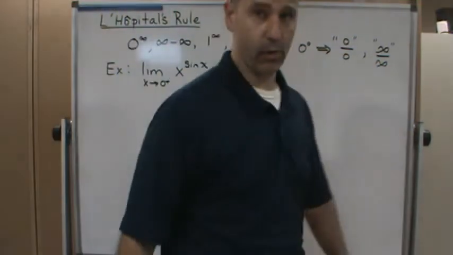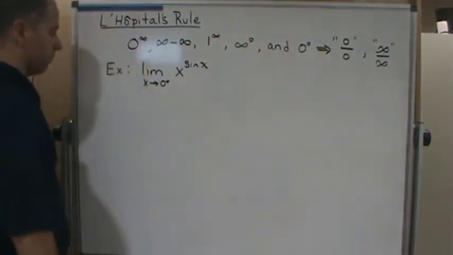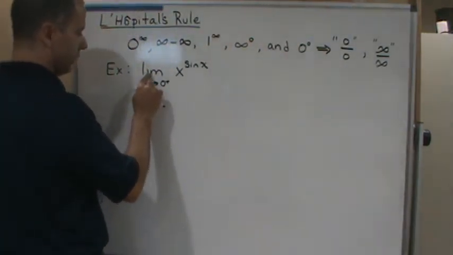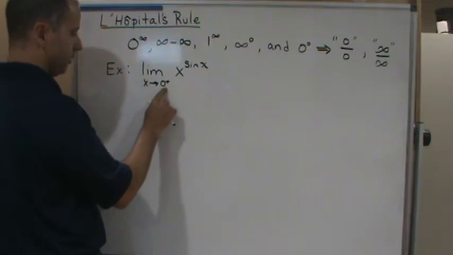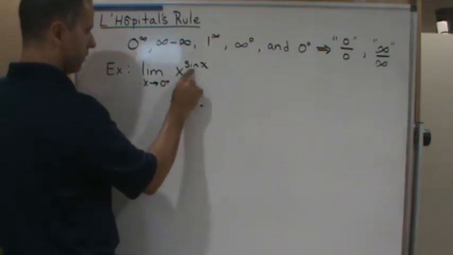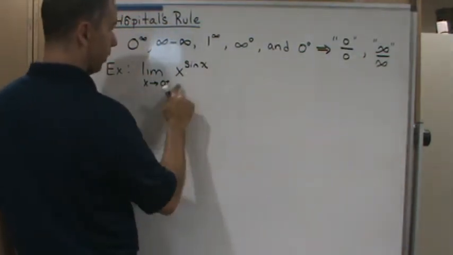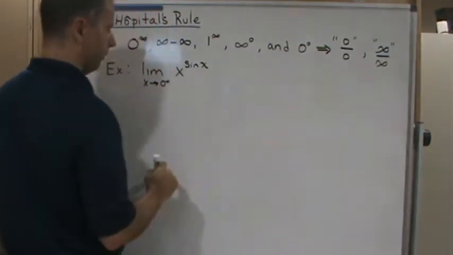Okay, welcome back. Now I'm going to do another example. So now let's see what we get here. As we do the limit as x approaches 0 from the right, what do I get? This is going to 0, and this is also going to 0. So I'm getting the indeterminate form 0 to the 0 power.